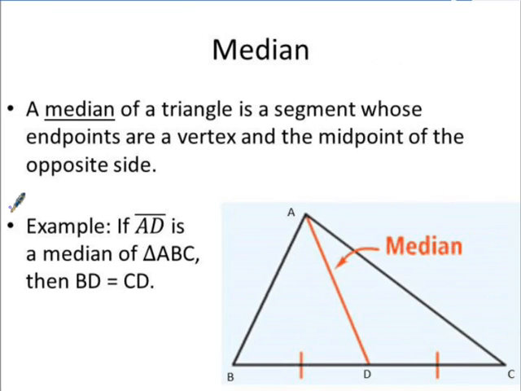A median. A median of a triangle is a segment whose endpoints are a vertex and the midpoint of the opposite side. So it connects a vertex to a midpoint. That's what a median does. Median.